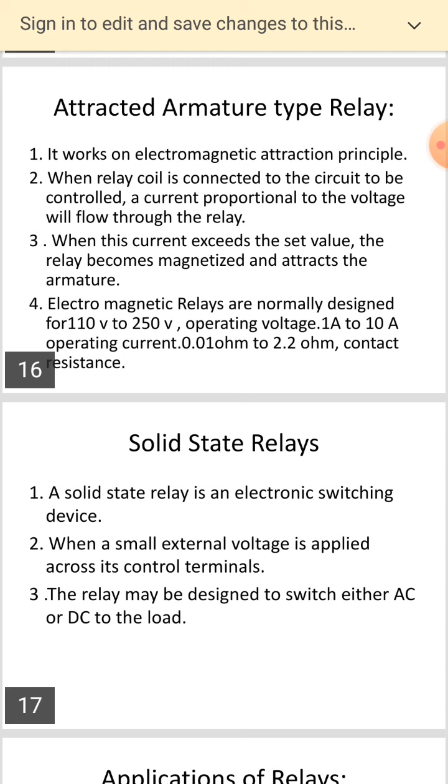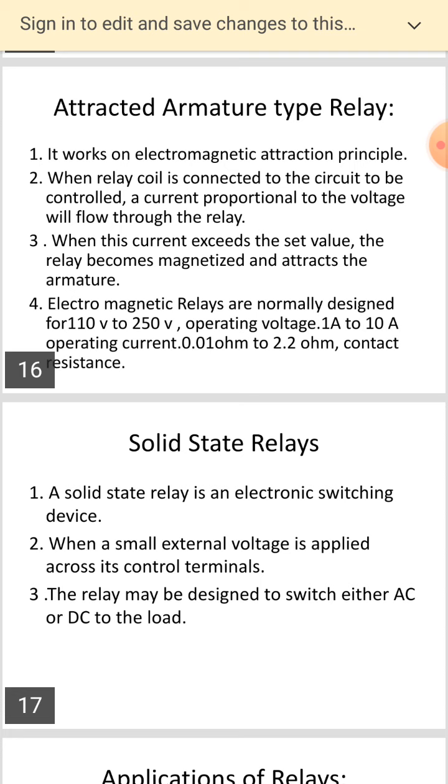When the relay coil is connected to the circuit to be controlled, a current proportional to the voltage will flow through the relay. When this current exceeds the set value, the relay becomes magnetized and attracts the armature against the spring action. It closes the relay contacts and closes the trip circuit.